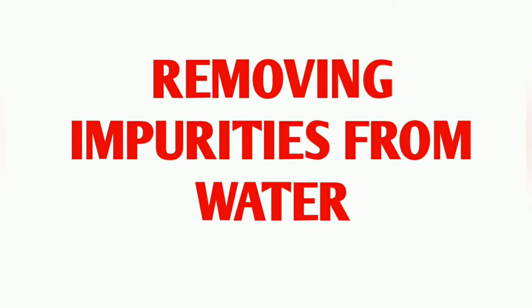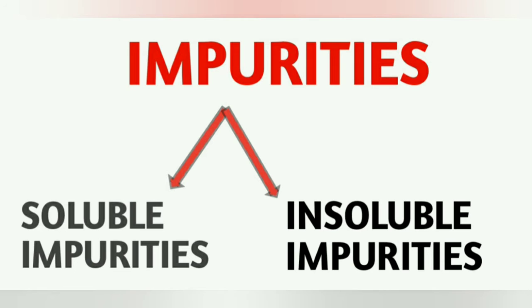Today we are going to continue our topic, removing impurities from water. In the previous video, I explained that impurities are of two kinds: soluble impurities and insoluble impurities. Soluble impurities dissolve in water, for example salt dissolves in water, whereas insoluble impurities do not dissolve in water, like sand and mud.